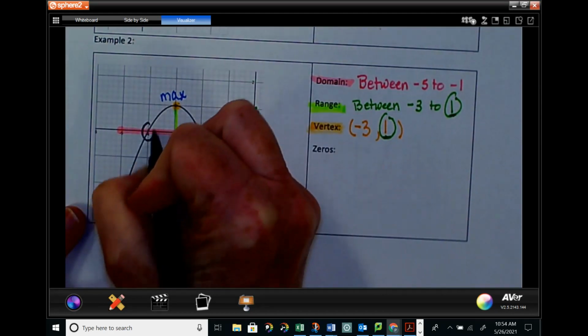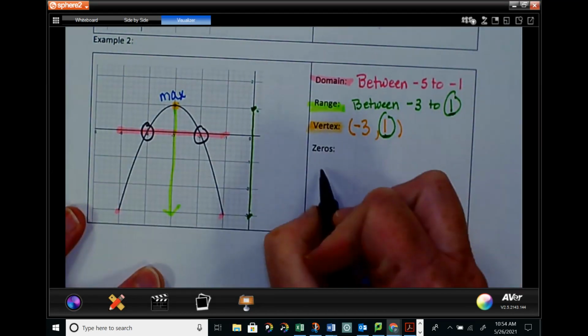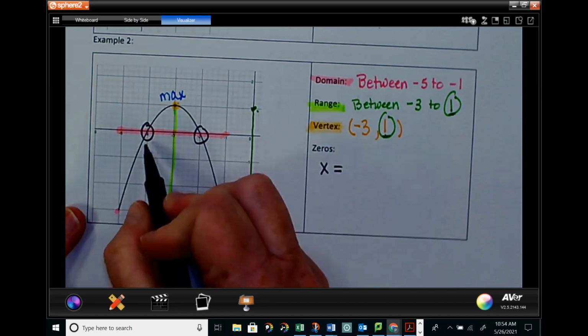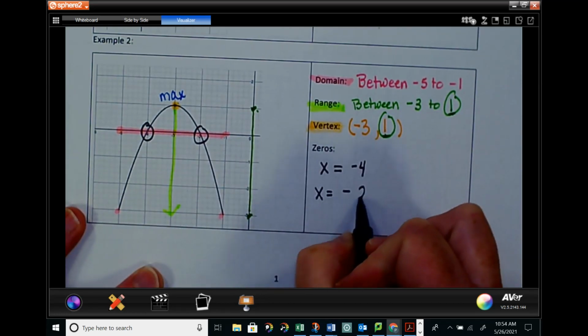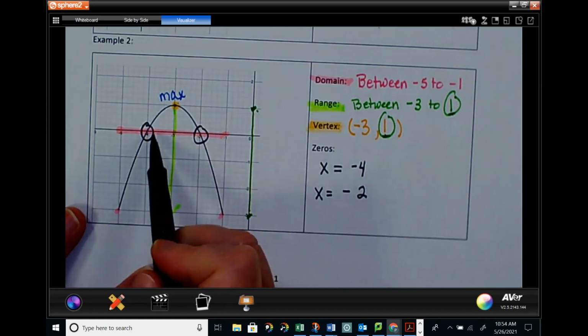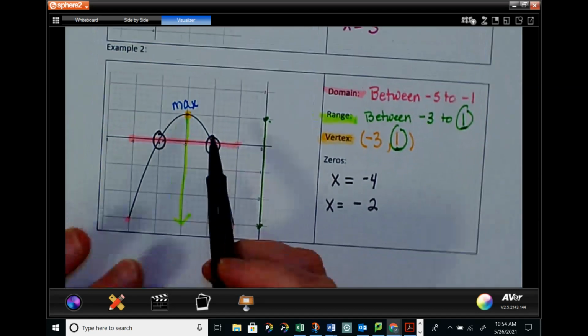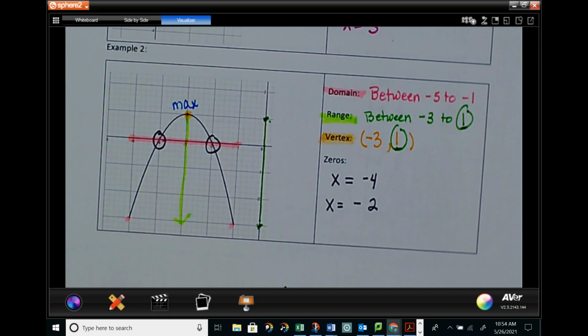Now we're going to look at our zeros. Your zeros are where they hit on that x-axis. So x is equal to -4 and x is equal to -2. Those are your two zeros, because those are the points where it hits your x-axis. And I found all of this just by using my graph.